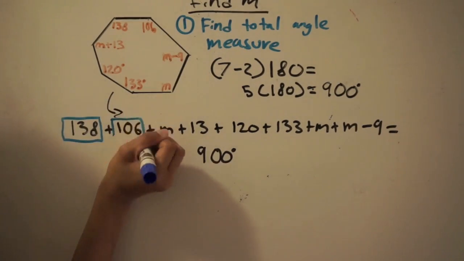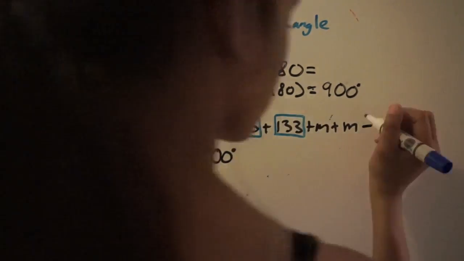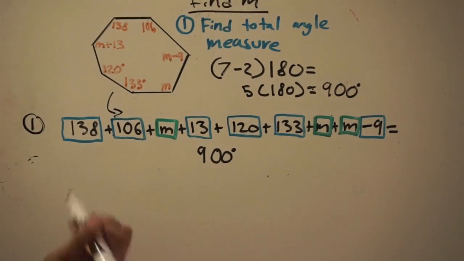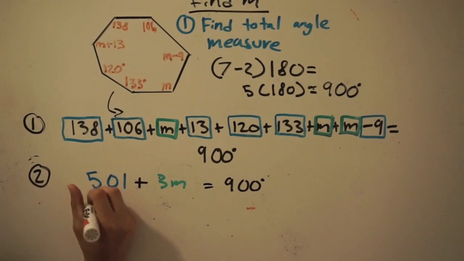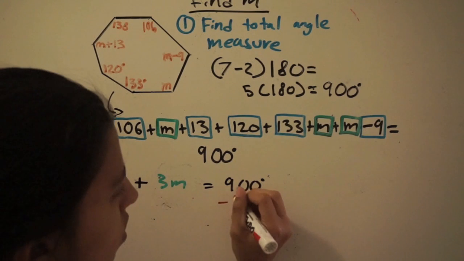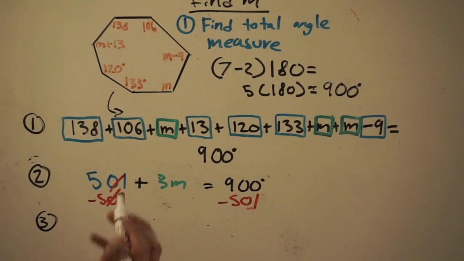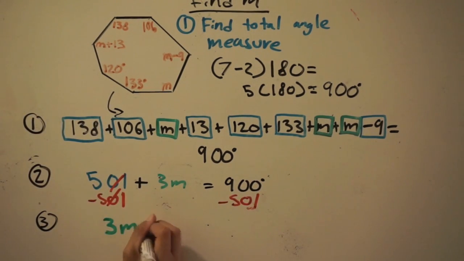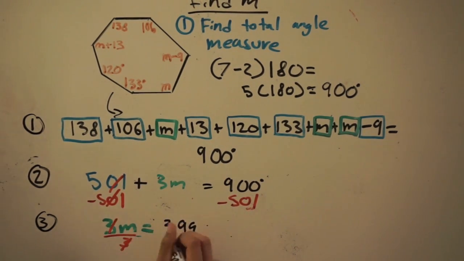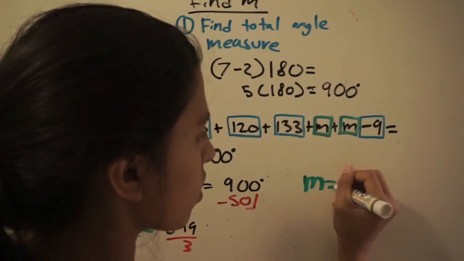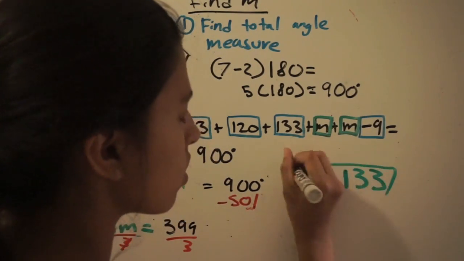Now I'm going to box all of my constants in blue and all of my variables in green. Then I simplify. Since we are doing reverse PEMDAS, I subtract 501 from both sides. Then you have 3m equals 399. And then you divide both sides by 3. Now we get the final answer, m equals 133.